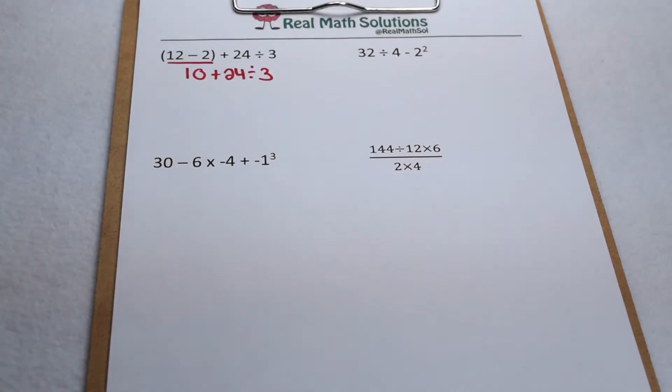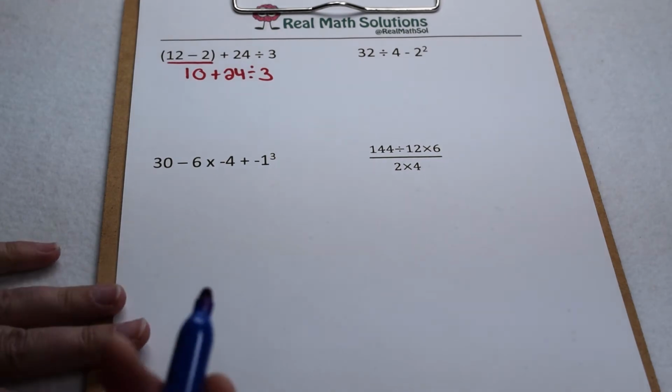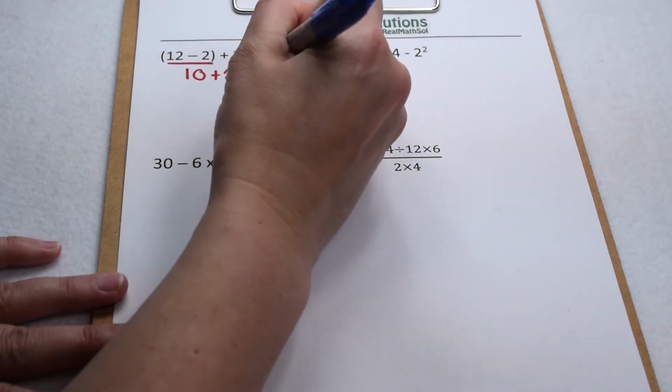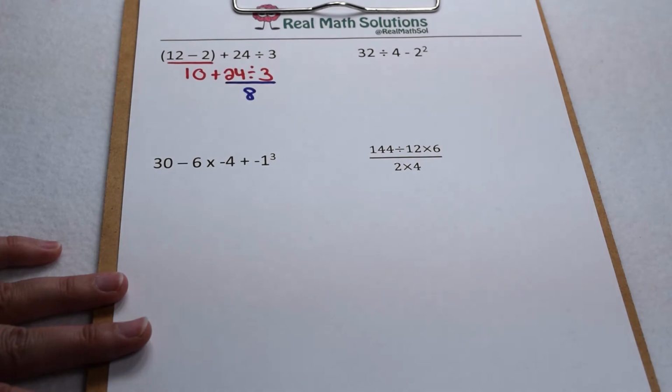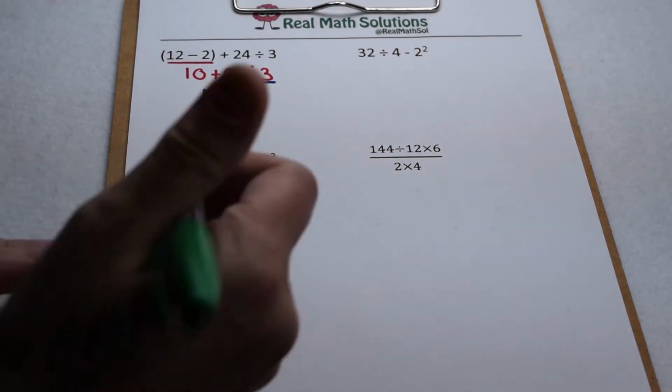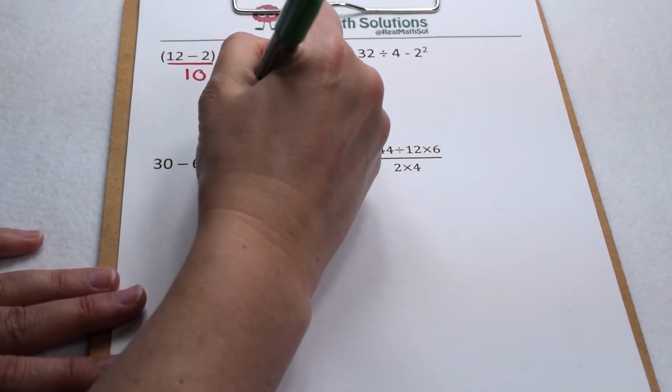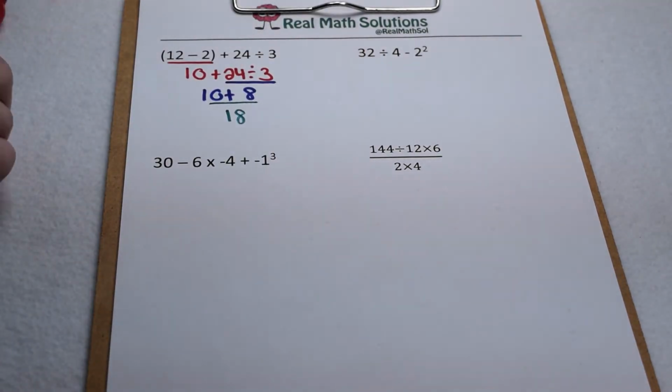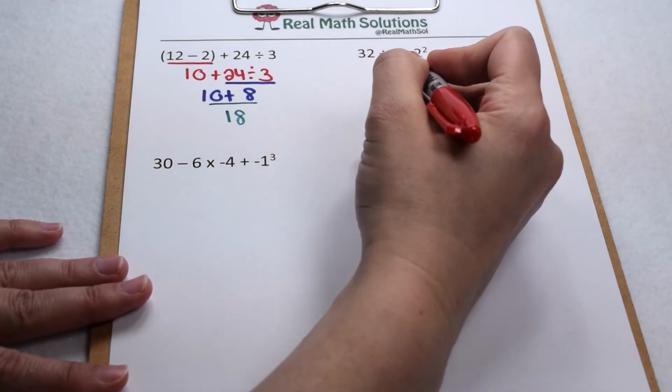There's no exponent, so now I'll move on to multiplication and division. So 24 divided by 3 is next. 24 divided by 3 is 8, so that leaves me with 10 plus 8. So we finish out our addition and subtraction with 10 plus 8, so that means our final solution comes out to be 18. On our next problem, we don't have any sets of parentheses, but we do have an exponent.